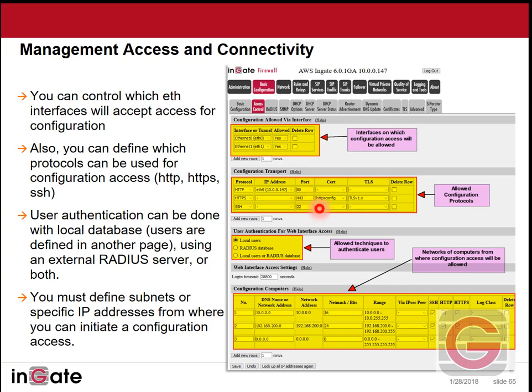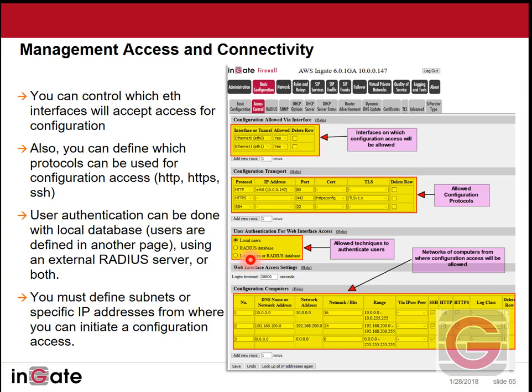Here you define the ports, and in case of using 443, which is HTTPS, you have to select which certificate and what type of TLS protocol is going to be used: SSL version 3, TLS, and so on.